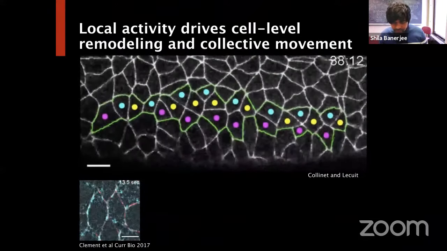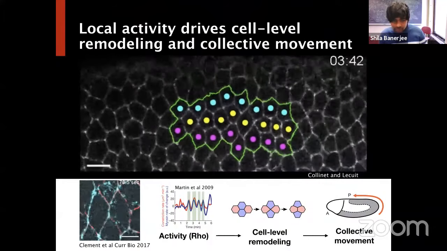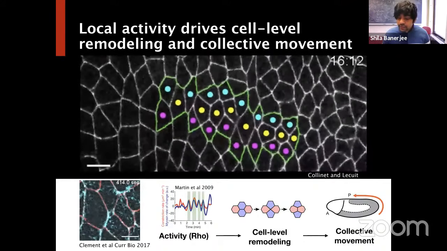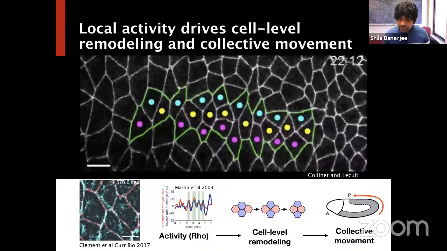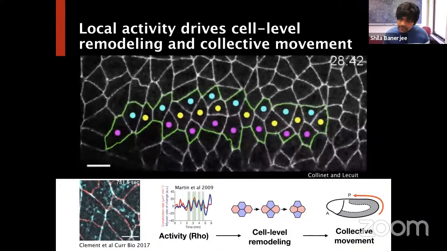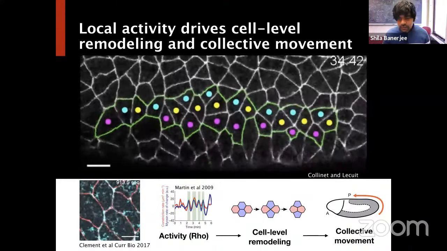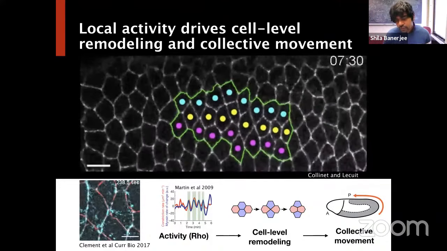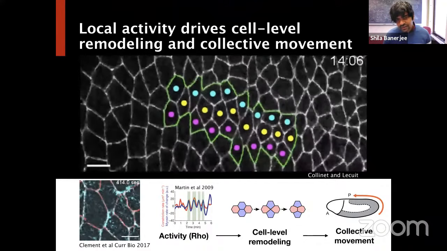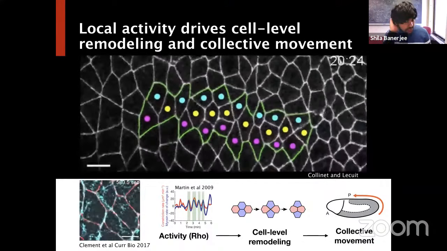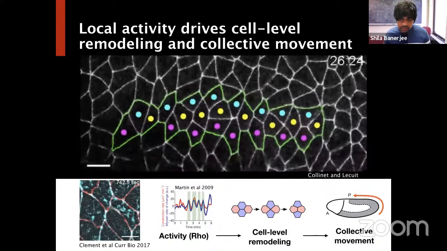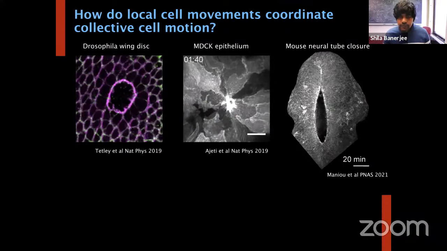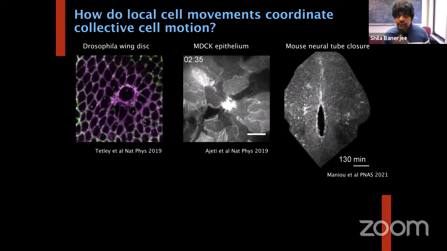So I can construct a sort of feed-forward loop, right? Subcellular activity, let's say of Rho and actomyosin, drives cellular level remodeling in terms of shape changes or rearrangements, and that can lead to collective movement in tissue morphogenesis. This is a well-known example that we know of in tissue morphogenesis. And what I wanted to discuss today is our work on understanding this in the context of collective cell migration and motility, okay? My talk today will have two parts.